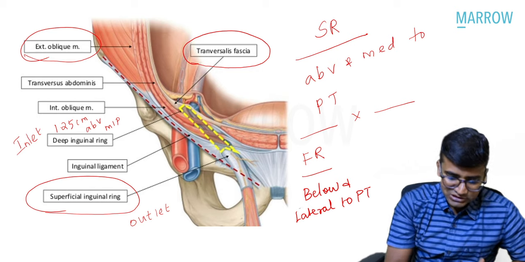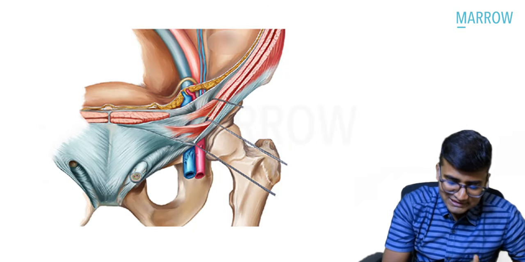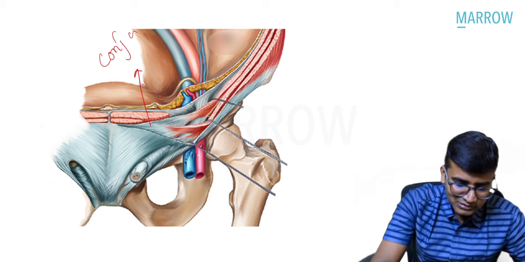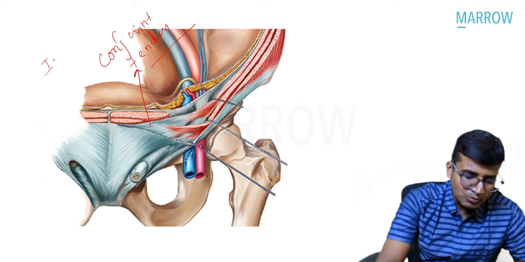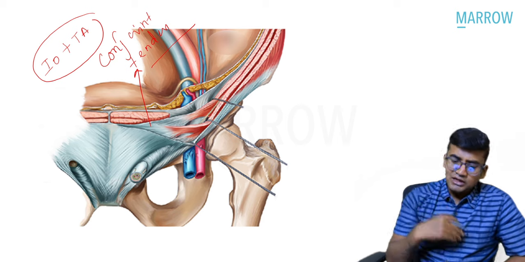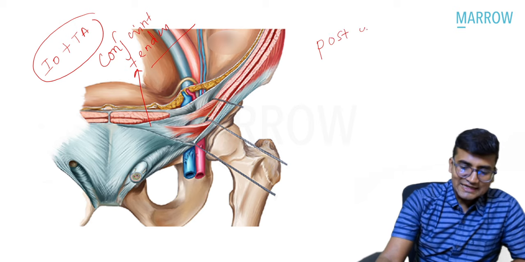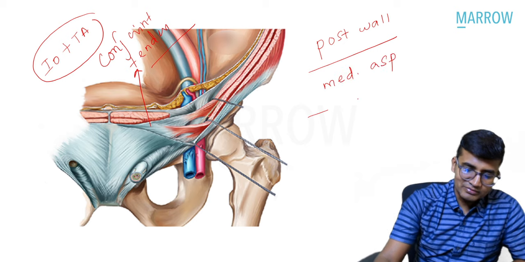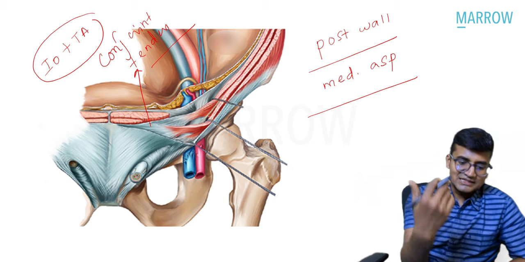Okay, right. Now, see the next diagram. In this diagram, we are seeing our conjoint tendon. The conjoint tendon is formed by the internal oblique muscle and the transversus abdominis muscle. This itself is an expected question. And we know already the conjoint tendon gives strength to which wall? The posterior wall in the medial aspect. Yes, the inguinal canal is strengthened in the posterior wall, medial aspect, by the conjoint tendon, internal oblique and transversus abdominis.